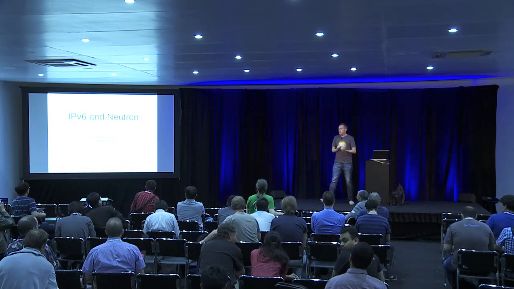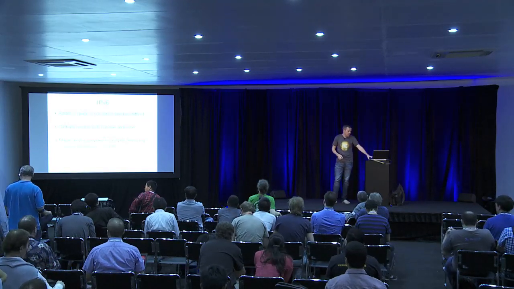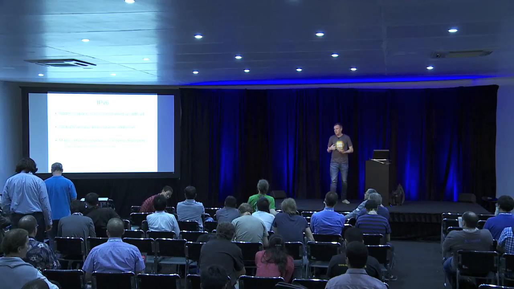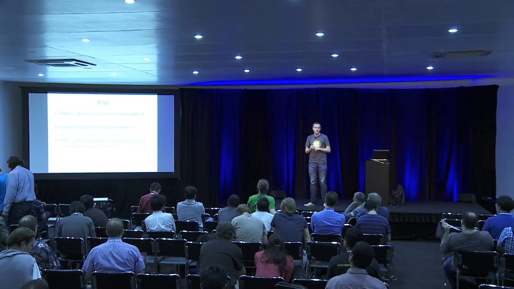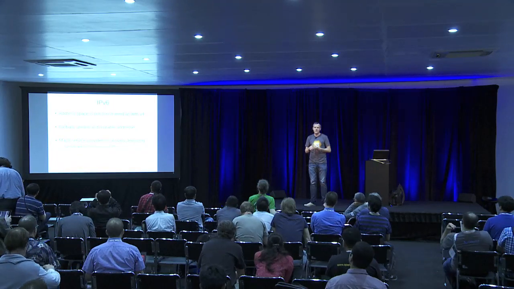So a little bit of what we're going to talk about is IPv6 in Neutron. The IPv6 story is a little bit of an interesting one in OpenStack. But backing up, if you're not familiar with IPv6, the joke is it's always the future, but that's been going on for 20 years. The truth is IPv6 is here today.